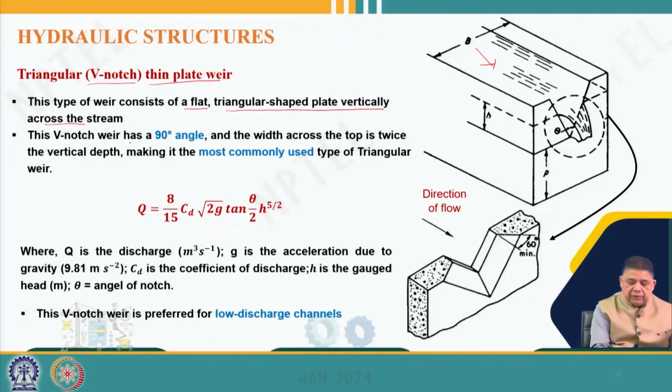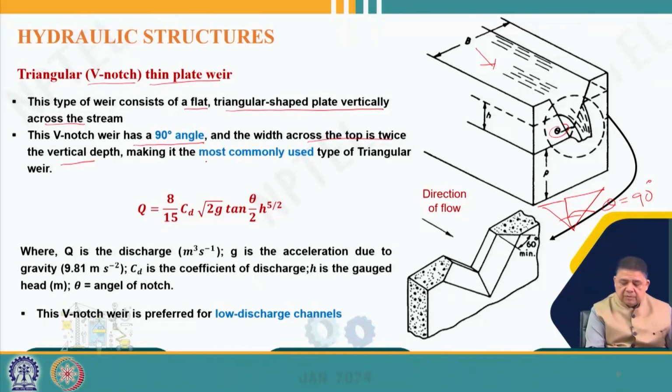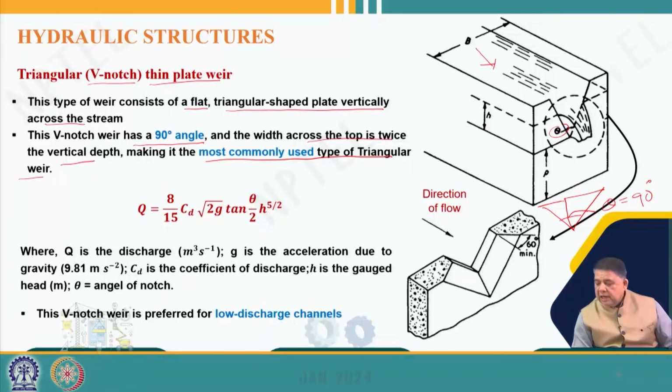And a V-notch weir commonly has a 90-degree angle. So, the angle of this V-notch is theta, and theta is used as 90 degrees, and the width across the top is twice the vertical depth, which is quite obvious, because if you have 45 degrees, that means this width is the same as depth on either side. So, this becomes twice the depth, and makes it the most commonly used type of triangular weir. So, a triangular thin plate weir or V-notch having theta equal to 90 degrees is the most commonly used triangular weir.